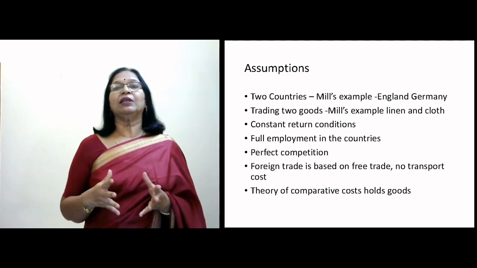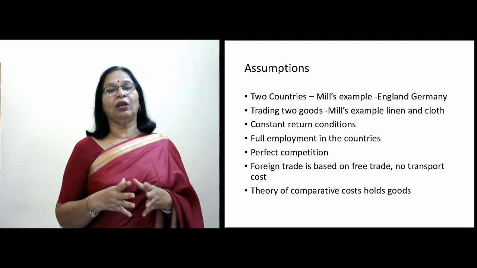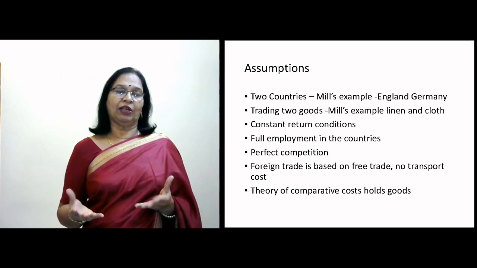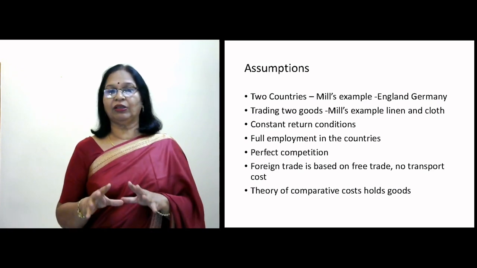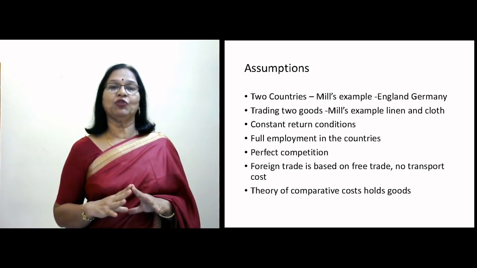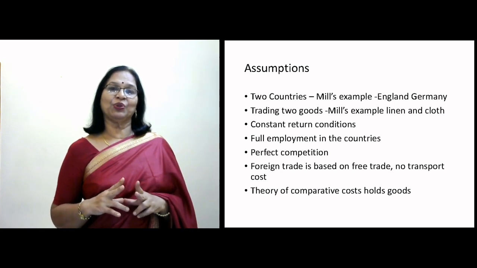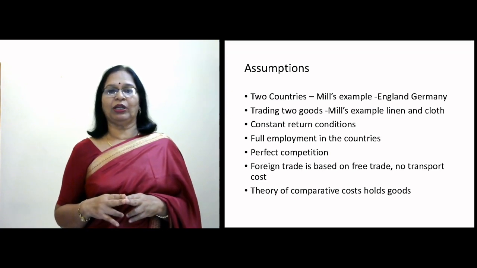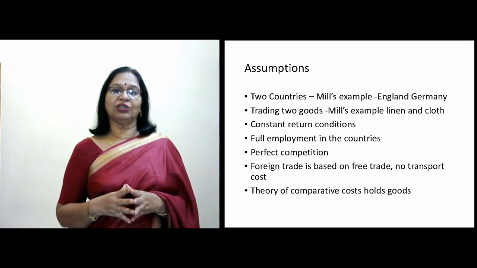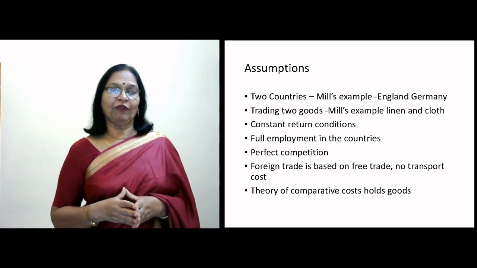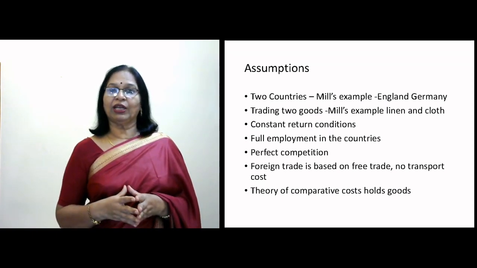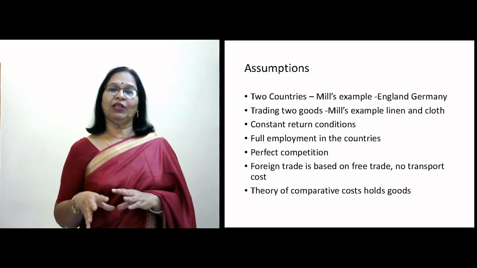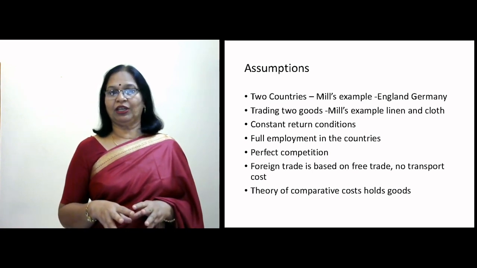What are the assumptions? Since Mill had worked on explaining the Ricardian theory a little more elaborately, the assumptions of the Ricardian theory are applicable here, and they have two countries. Here Mill has used Germany and England, and he has used linen and cloth as the two commodities. Otherwise, it is constant returns conditions, full employment, and perfect competition. Then foreign trade is free trade, and there is no transport cost. And to understand reciprocal demand, we need to accept the comparative cost theory of Ricardo.